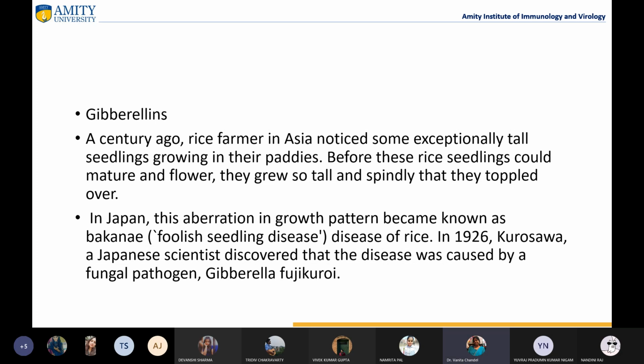So we know how gibberellins were identified. A rice farmer in Asia noticed some exceptionally tall seedlings growing in their paddy. Before these rice seedlings could mature and flower, they grew so tall that they toppled over, right? This aberration in growth pattern was known as foolish seedling disease of rice in 1926. Then Kurosawa, a Japanese scientist, discovered that this disease was caused by a fungal pathogen, Gibberella fujikuroi. So they discovered it later, right?